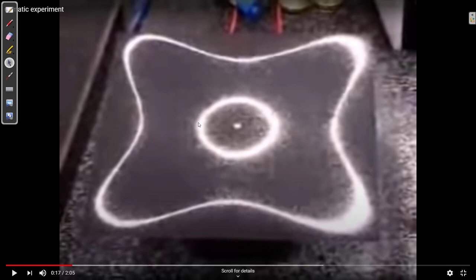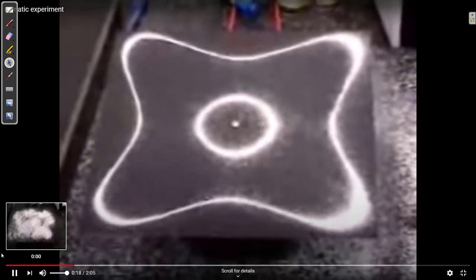So wherever the sand is sitting on this surface must be a trough. It must be a low point in the surface because of the vibration. And as the vibration increases, it changes the shape of the surface. So watch.